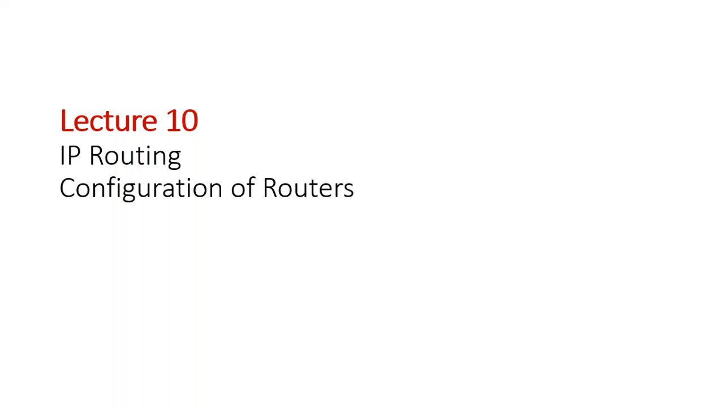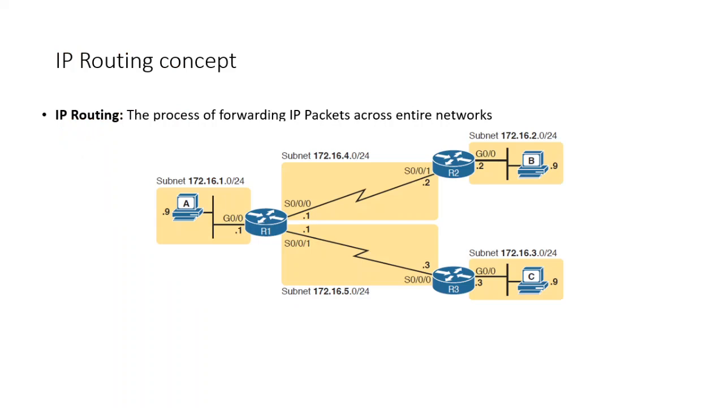Guys, today we're going to talk about IP routing and configuration of the routers, the process of forwarding IP packets across the entire network. As you can see, from the /24 subnet to another subnet, which are divided by the first router, you go to the second and the third router, and we go to each other subnet. We have used some different approaches there. We have used some virtual LAN, some virtual ports, as you can see.